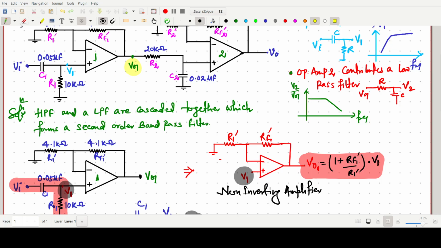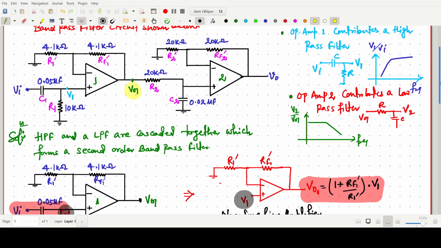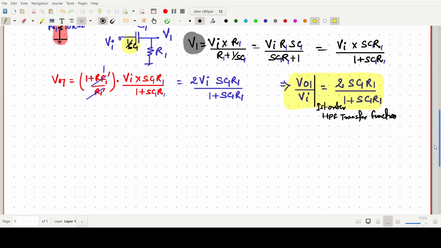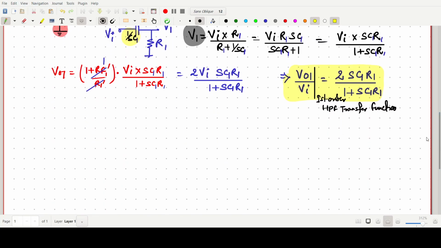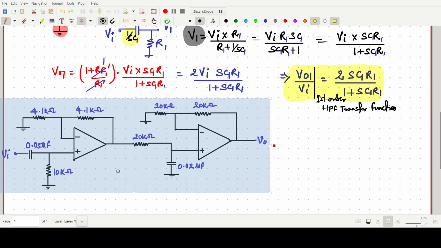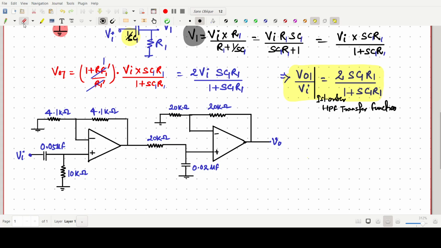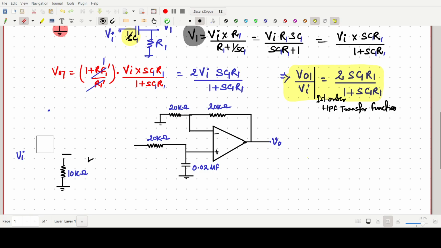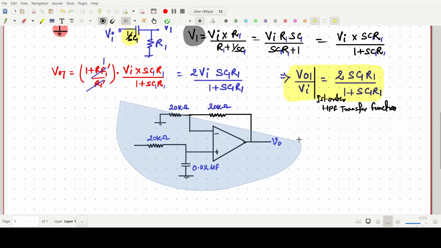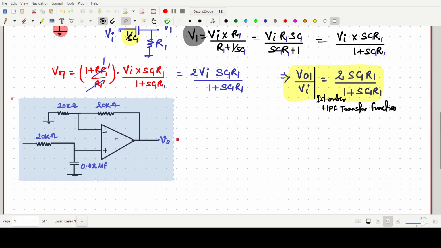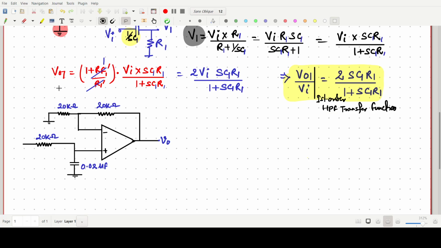Now we have to go for the second operation of the circuit. So just forget about the first part. This one is the second part.